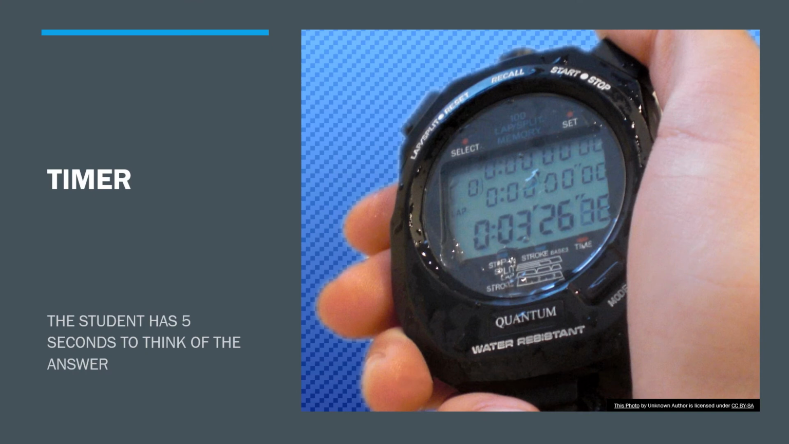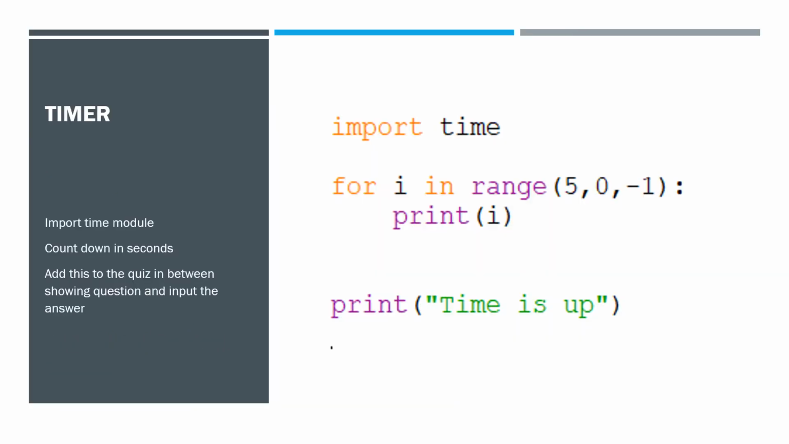Now we're going to extend that program by adding an additional feature. We're going to add a timer that counts down 5, 4, 3, 2, 1. The student has 5 seconds to think about the answer. So let's take a little digression and make a new program. We're going to make a little program that just does the countdown part of this task.